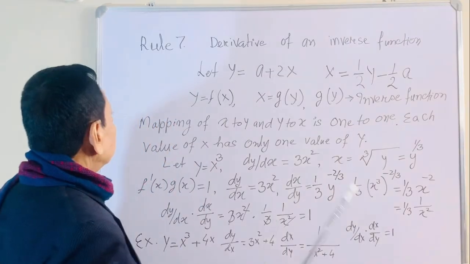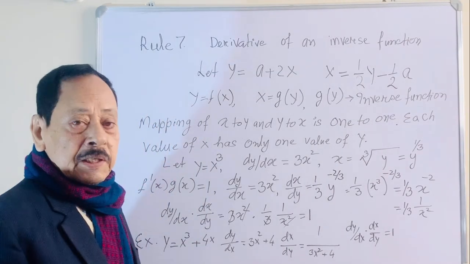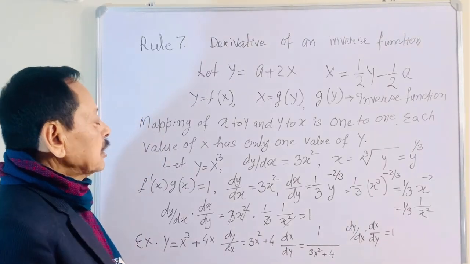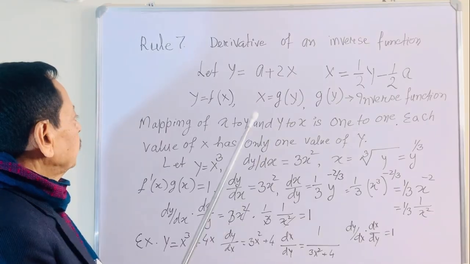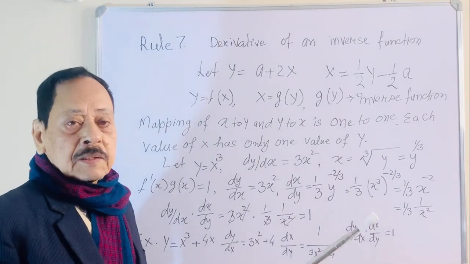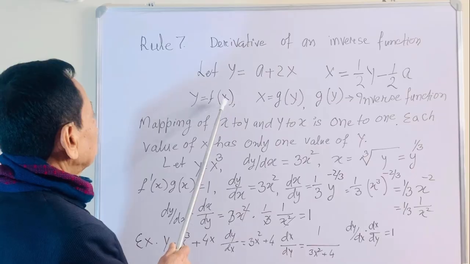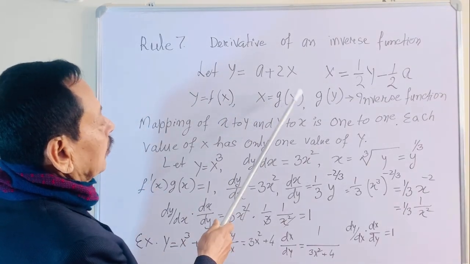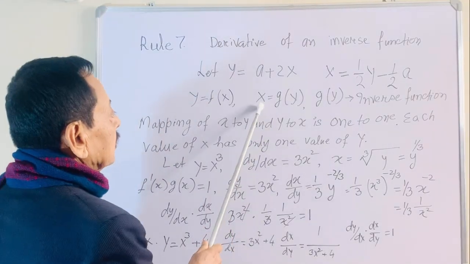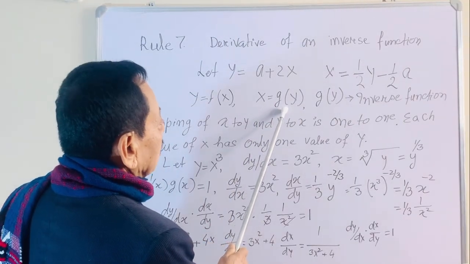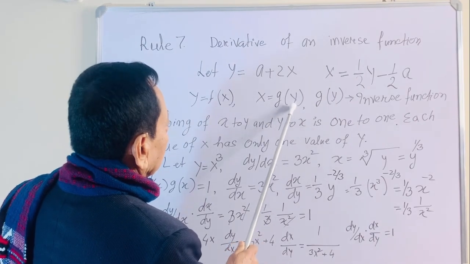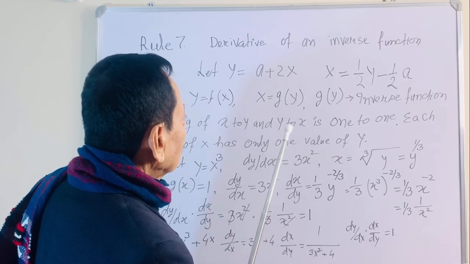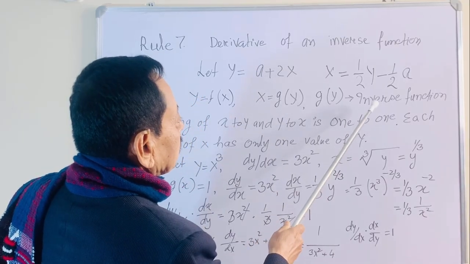So next rule is derivative of an inverse function. So what is an inverse function? Suppose y is a function of x, y is a dependent variable, x is an independent variable, and x is also dependent on y. So in that case, x is an inverse function. That means g(y) is an inverse function.